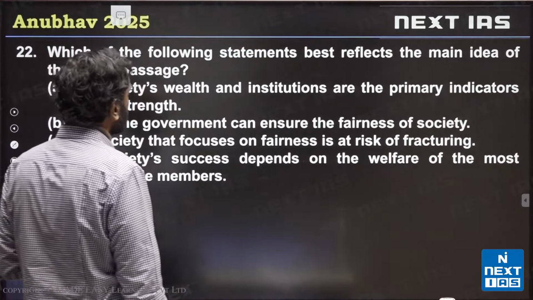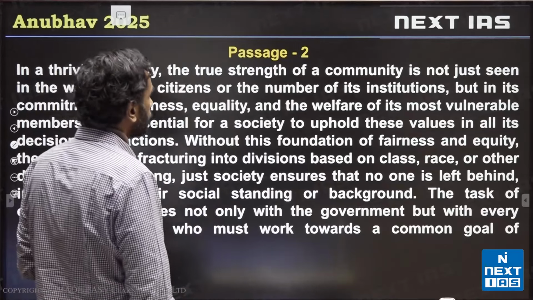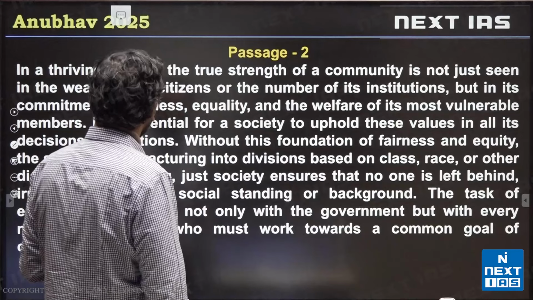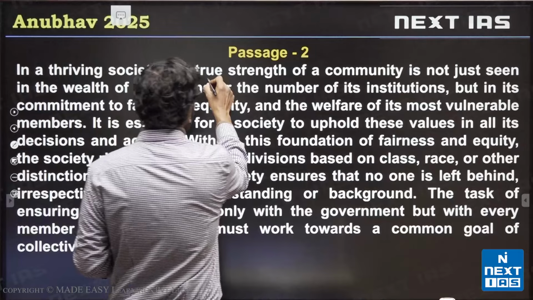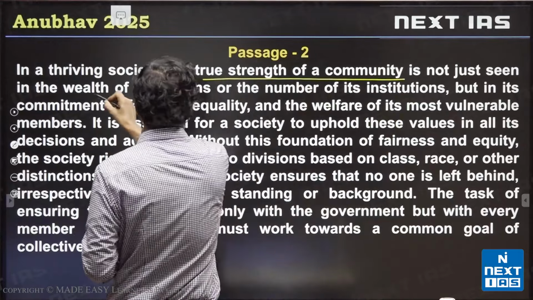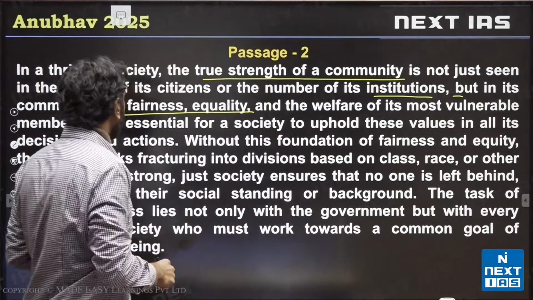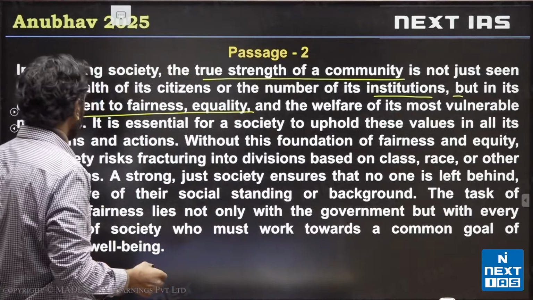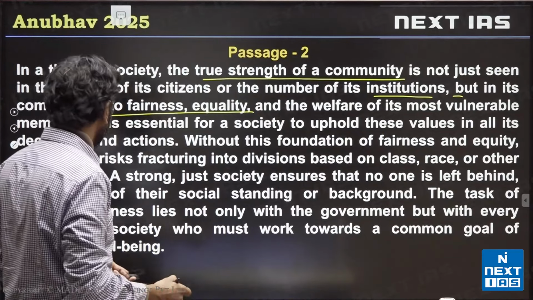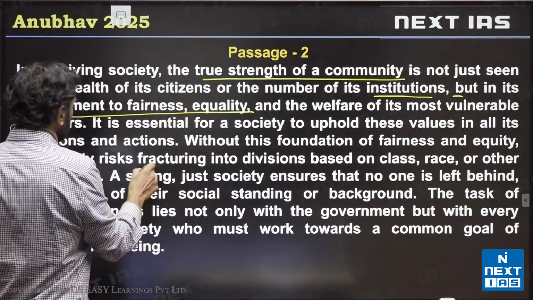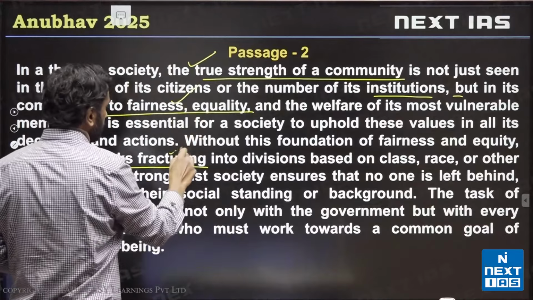Let's look at the second question in the set. Main idea we are looking for. Main idea we will identify first. In a thriving society, true strength is seen not just as wealth or institutions, but the fairness, equality, and welfare of the most vulnerable members. True strength of a community is not institutions, but commitment to fairness and equality. So it is essential for a society to uphold these values. Without this foundation of fairness and equity, the society risks fracturing into divisions based on class, race, or other. So without this, there is a risk of fracturing. Society might break apart. True strength is equality and fairness. Without this, society might fracture.